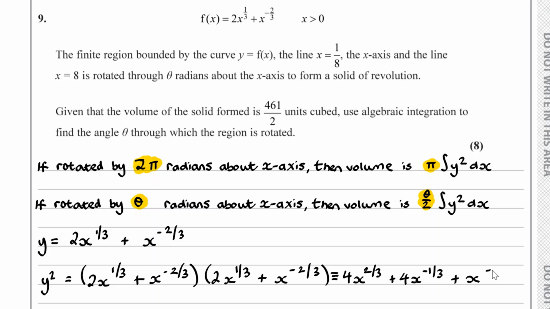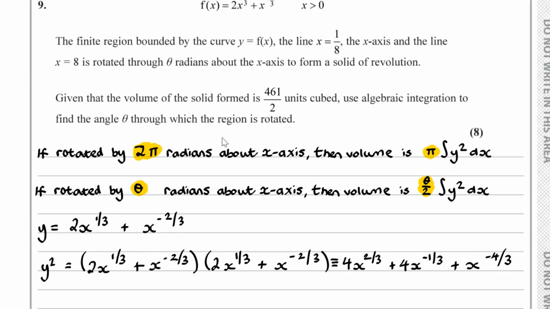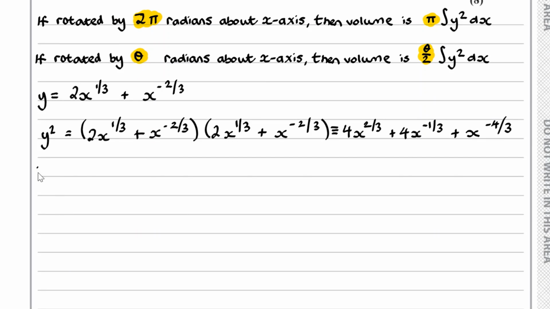That's x to the minus 4/3. And we can now substitute this y squared into this formula here, and we can set that equal to 461/2. So we have theta over 2, lots of the integral from x equals 1/8 to 8 of y squared. So we have 4x to the 2/3 plus 4x to the minus 1/3 plus x to the minus 4/3 dx.